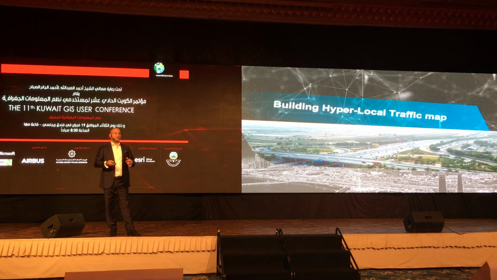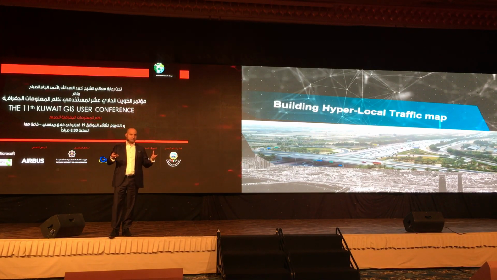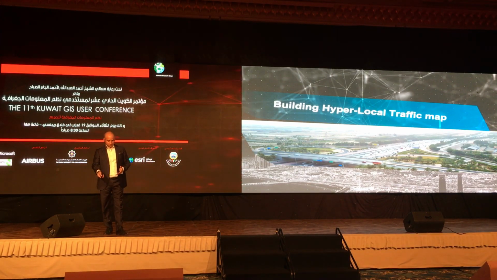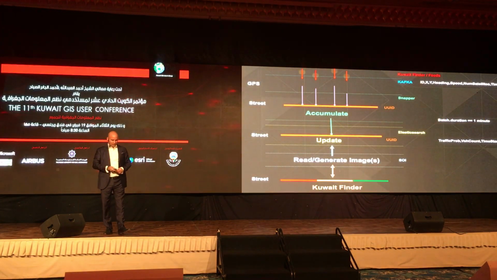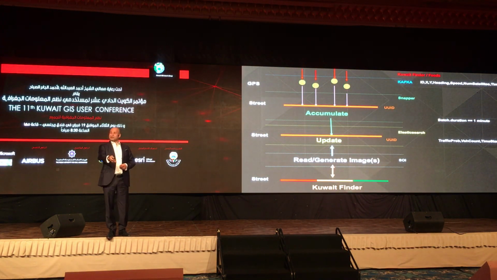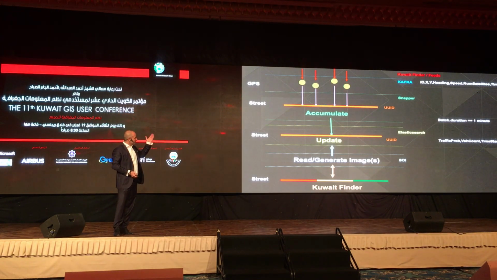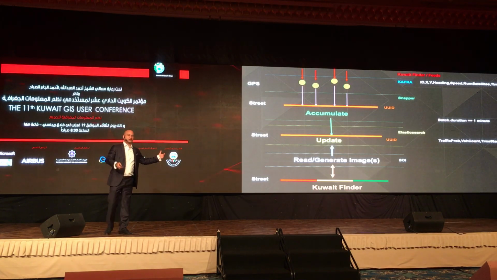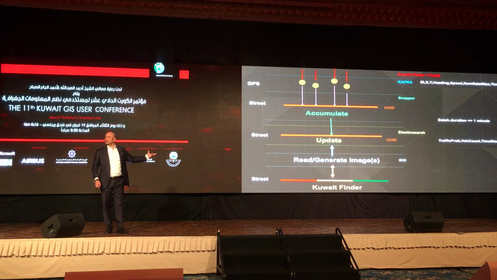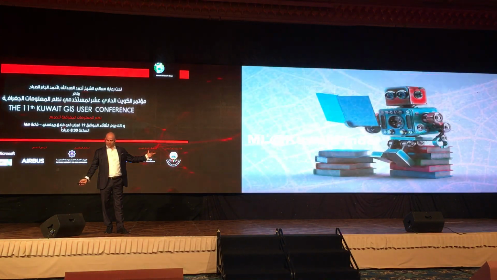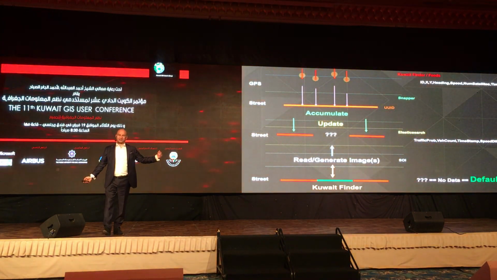traffic map. Now, we cannot claim that Kuwait Finder or other applications that are providing us with the raw data are covering all of Kuwait at the same time. So the concept, maybe some of you saw this last year: we have the GPS data, we accumulate it, update the street network based on the traffic likelihood and probability, and generate the colorful traffic map. I will not go into detail on this, just know that this data is coming.